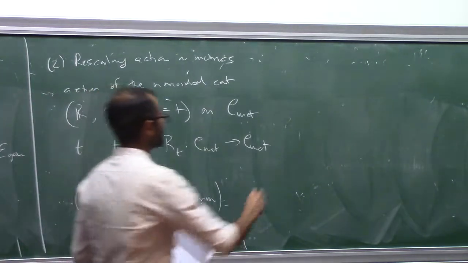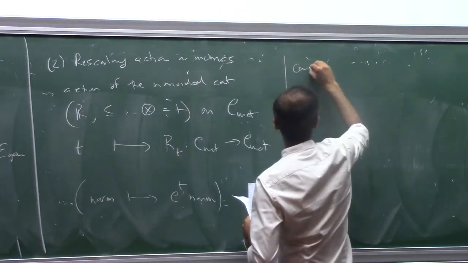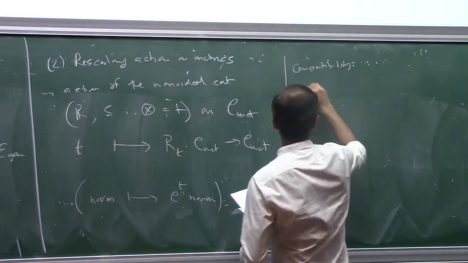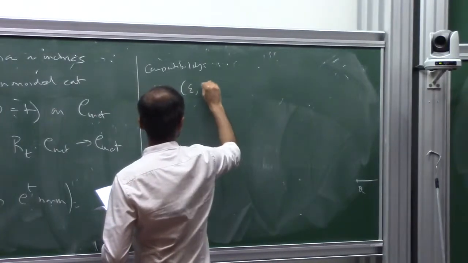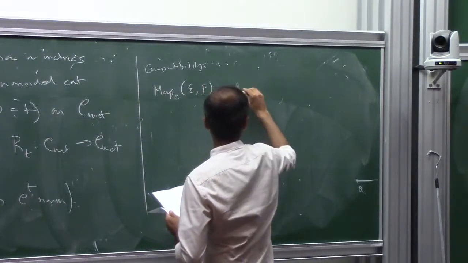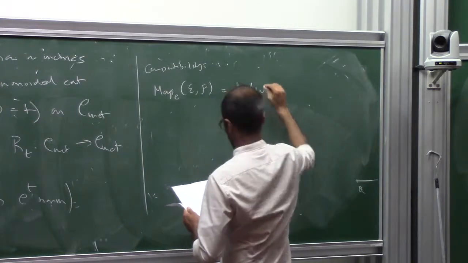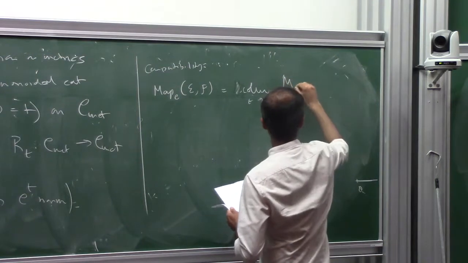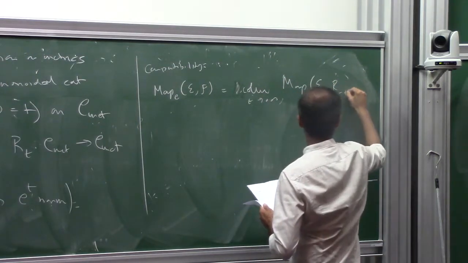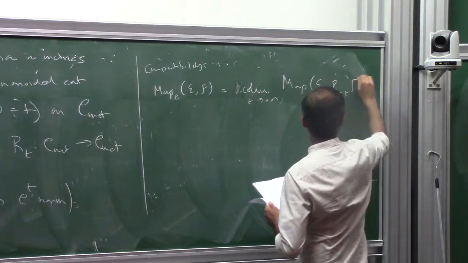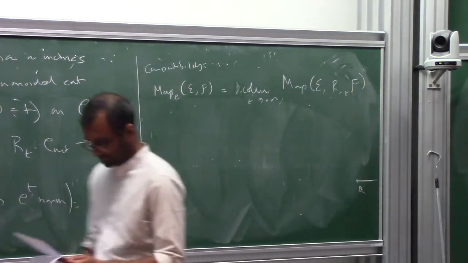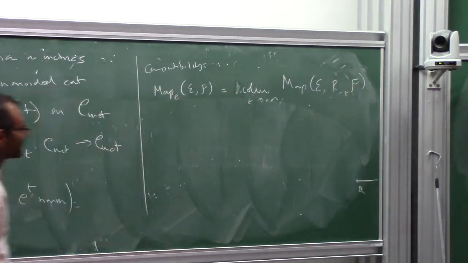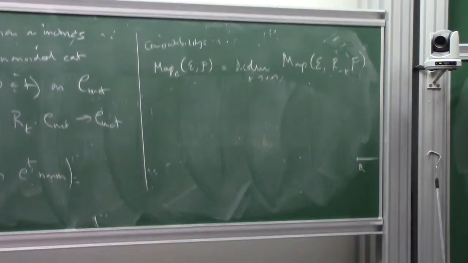Then you want a compatibility, which essentially says that C is the localization. So you want maps in C to be the colimit over t of maps. This should also remind you of how you define the Fukaya category by wrapping. That's a somewhat related observation.